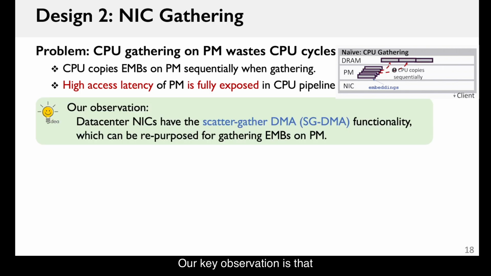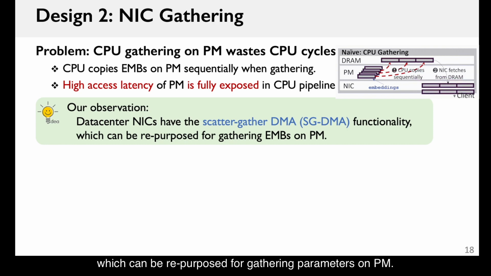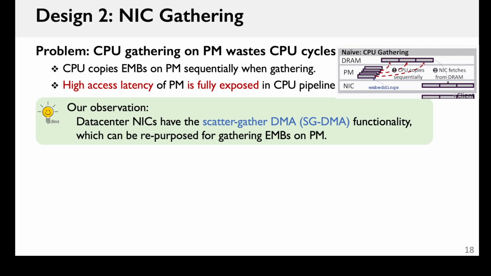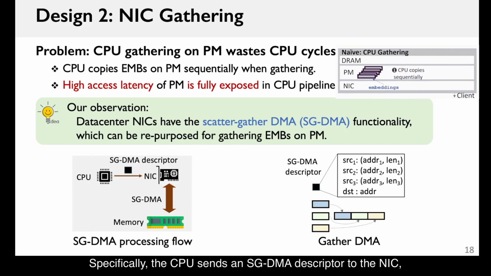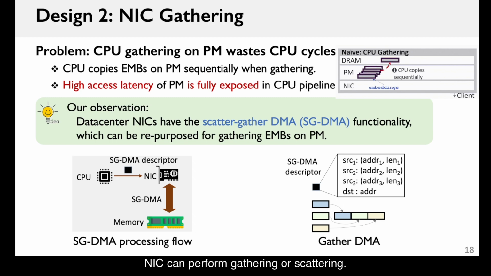Our key observation is that commodity NICs have the scatter-gather DMA, SGDMA, functionality, which can be repurposed for gathering parameters on PM. Specifically, the CPU sends a SGDMA descriptor to the NIC, filled with multiple source addresses, destination addresses, and lengths. NIC can then perform gathering or scattering, and this work mainly leverages gathering DMA.